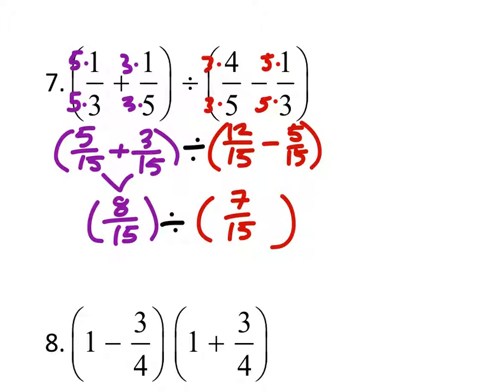Of course, we don't actually divide. We multiply by the reciprocal of the second fraction, the divisor. So that's 15 over 7. So I got 8 over 15 times 15 over 7. Well, the 15s should cancel each other out, and we should be left with 8 and then 7 in the denominator.